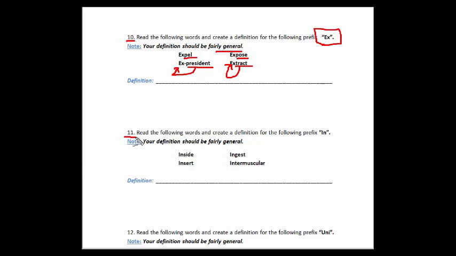Number 11, read the following words. Create a definition for the following prefix, in, I-N. Inside, ingest, insert, and intermuscular. Inside means inside. Inner. Ingest means to take something and eat it and put it inside your stomach. Insert means to take something and put it inside whatever you're doing. Insert it into the gas tank. Put the gas into the gas tank. Muscular, intermuscular, inside the muscle.